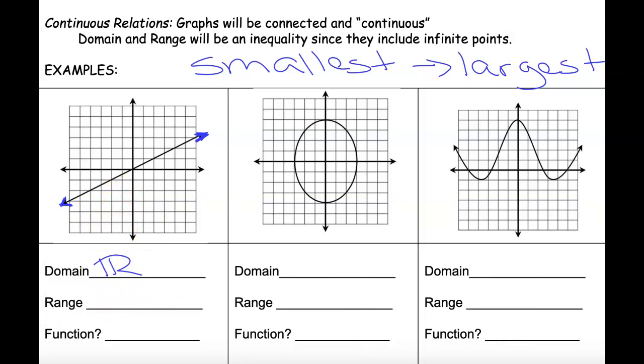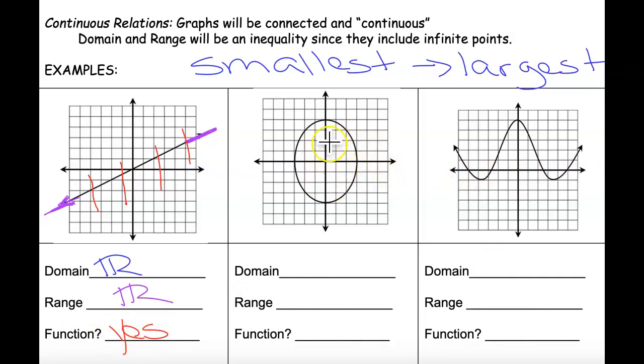For our range, we do the same thing. So I start by looking down on the graph, and there is no lowest point. This arrow keeps going down forever, so there's no lowest point on the graph. It also keeps going up forever, so there's no highest point. So our range is also all real numbers. And to decide if it's a function, we just look. As long as each value is only there once, when I draw that vertical line, I only hit the graph one time. Yes, it's a function.